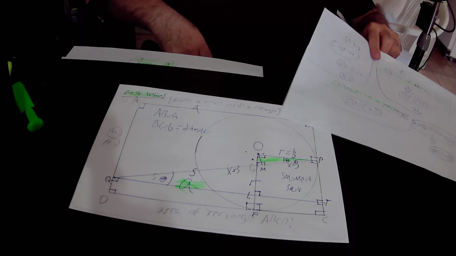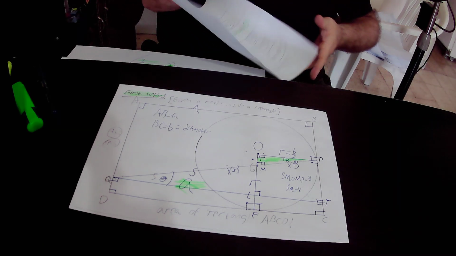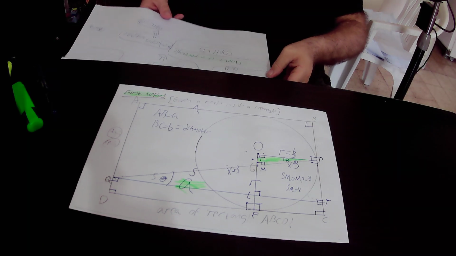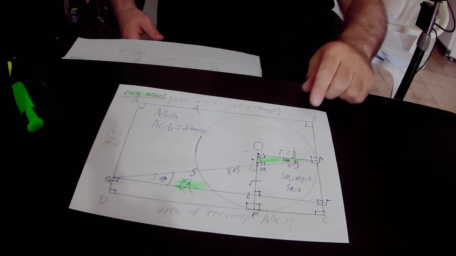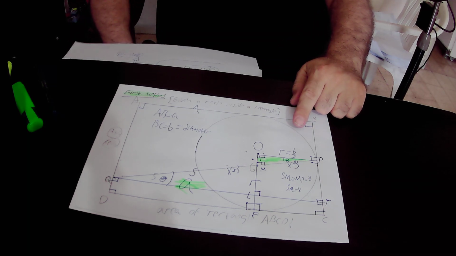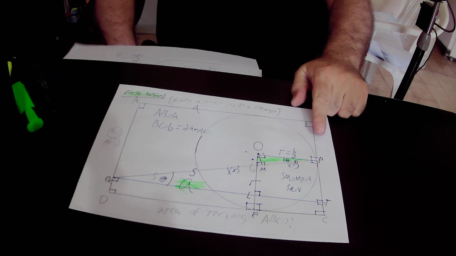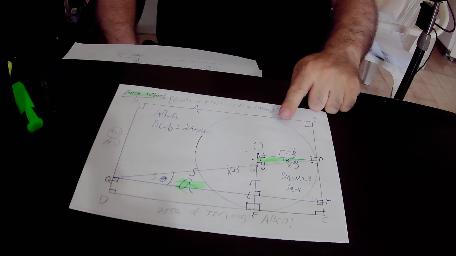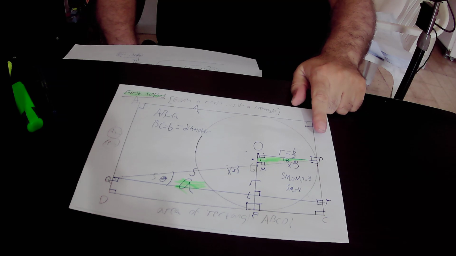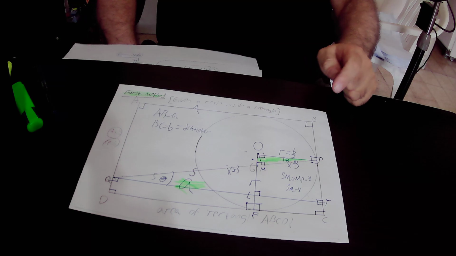Then we join points O and P together by a straight line. Point O is the center of the circle, point P is a point on the circle itself, therefore OP is the radius of the circle.